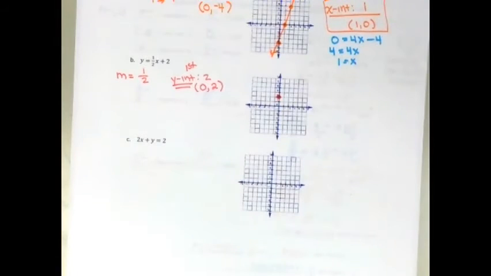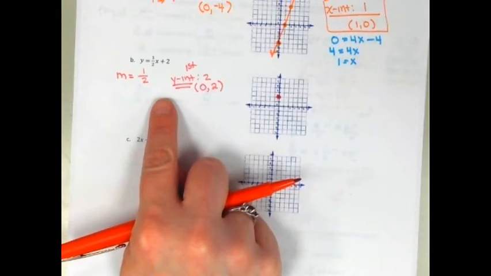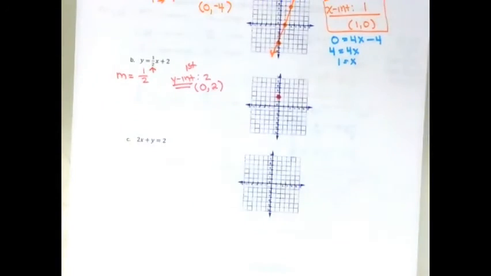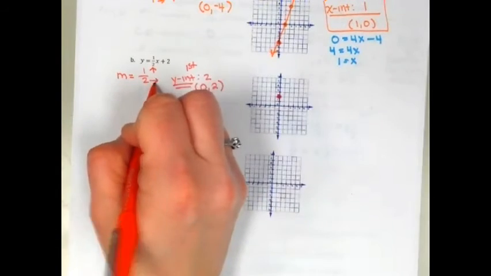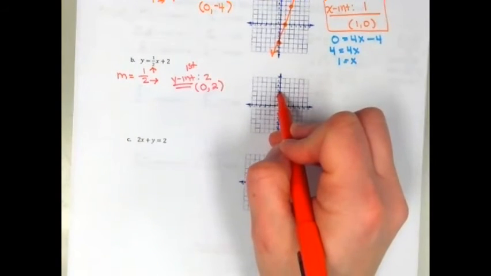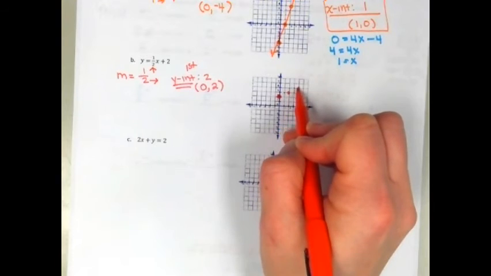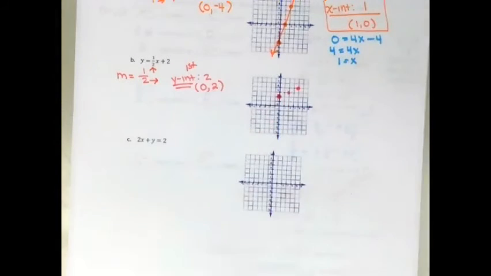Now from (0, 2), I'm going to use my slope. My rise is a positive 1, so I'm going to go what? Up 1. My run is a positive 2, so I'm going to go to the right 2. So up 1, right 2. Now, if I draw my line like that, would I cross the x-axis? Yes. I'm still going to cross it because it keeps going. But do we know exactly where it's at?